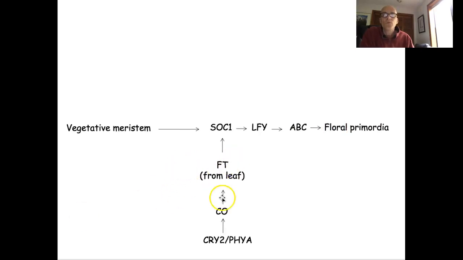From what I just told you before, we now know that day length is sensed by phytochromes and cryptochromes. Constans activates FT via this mechanism of a critical time point, a critical threshold of time that is required for the accumulation or degradation of Constans, which then leads to FT being either transcribed or not transcribed. When it's transcribed, it moves from the leaf to the shoot apical meristem. It activates SOC1 and sets in motion this pathway.